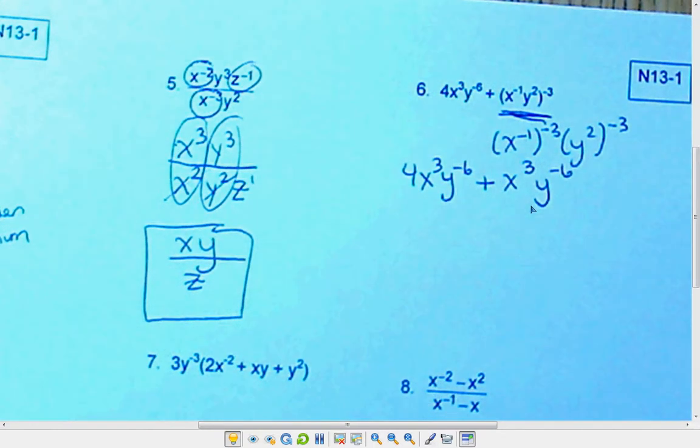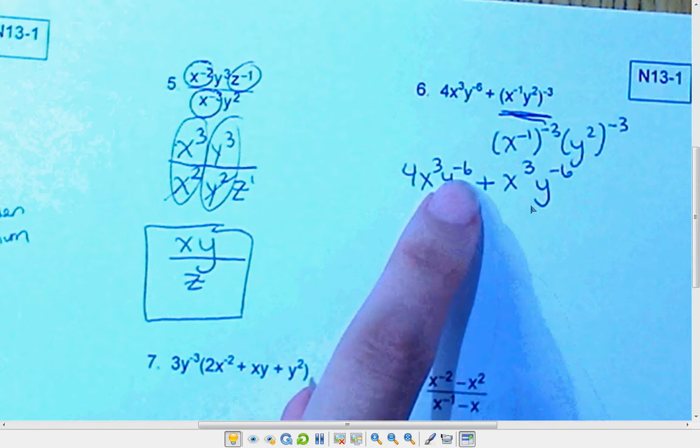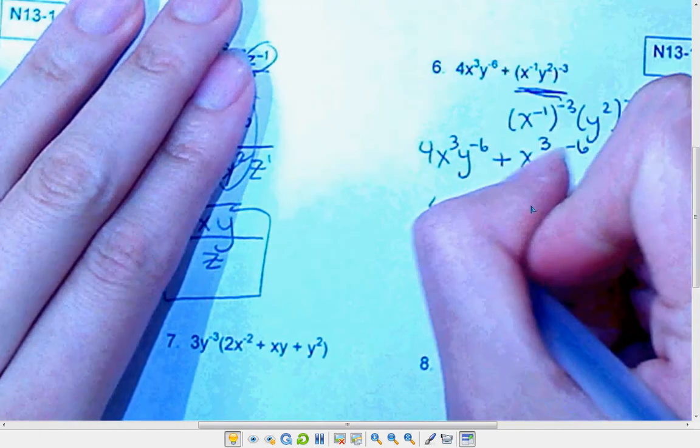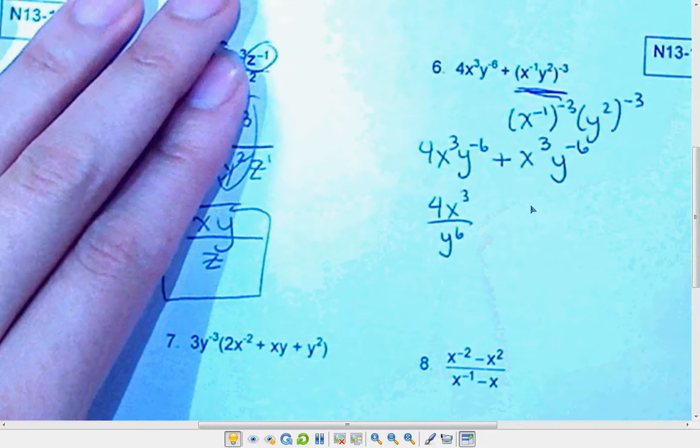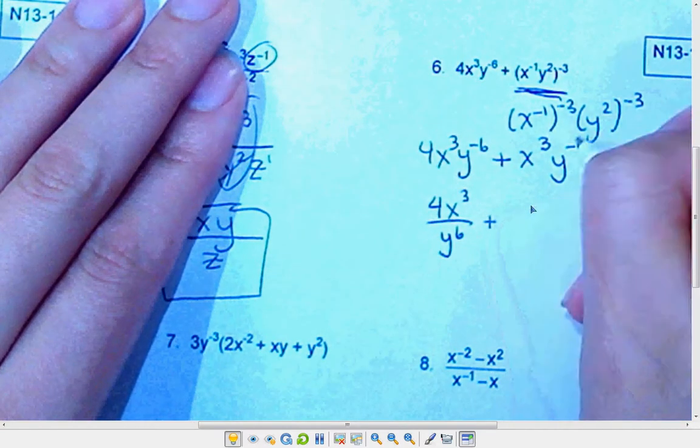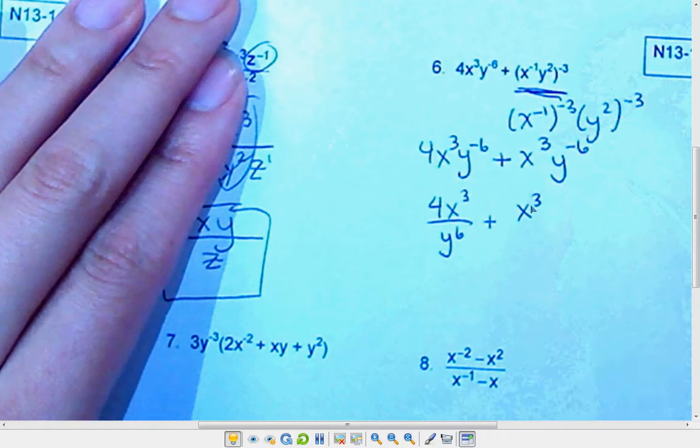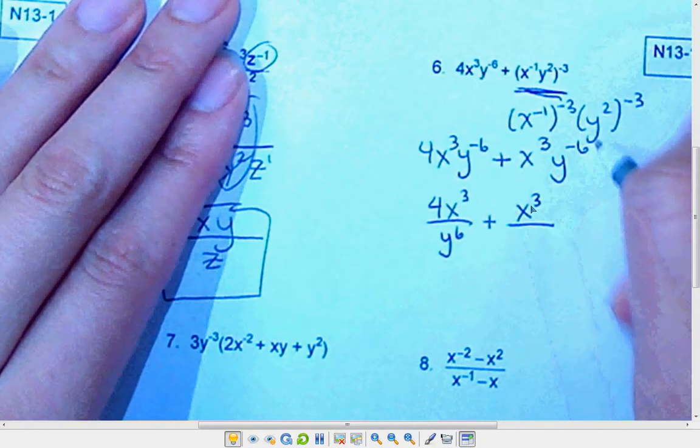And so now, I'm going to do the rest of this problem. So, see how I have a negative exponent? This is y to the negative 6. I want to make it positive by moving it to the bottom of my fraction, because there's currently nothing in the bottom of my fraction. Same thing over here. X to the third doesn't move because it's already positive. To get rid of this negative, I'm going to move it to the bottom.